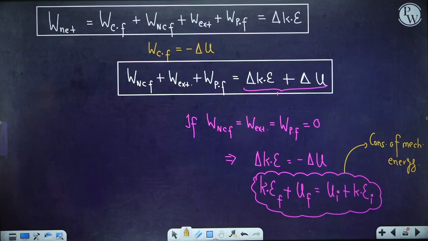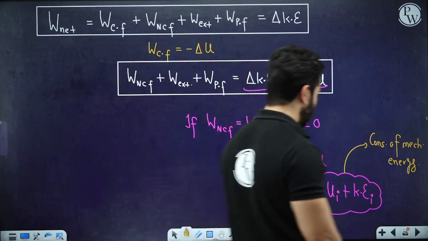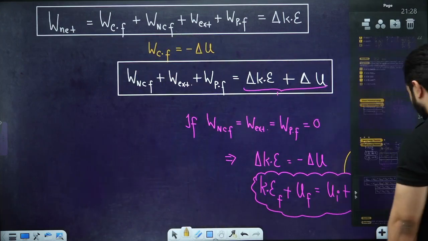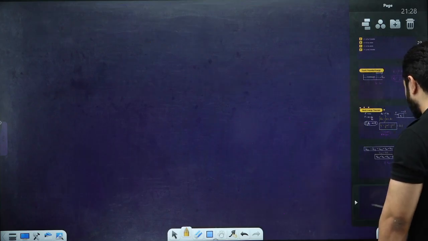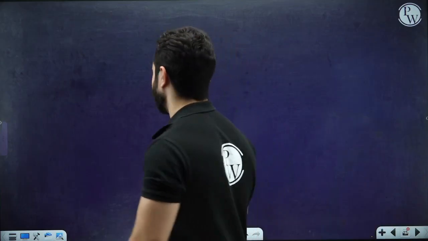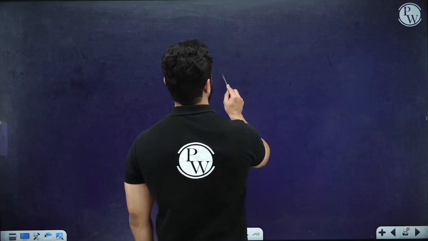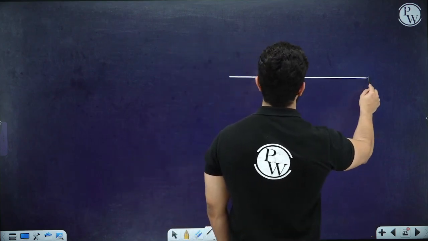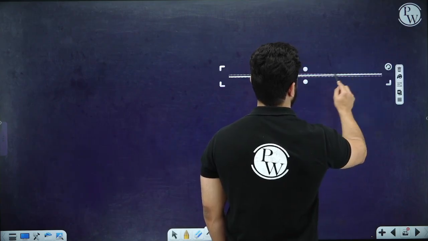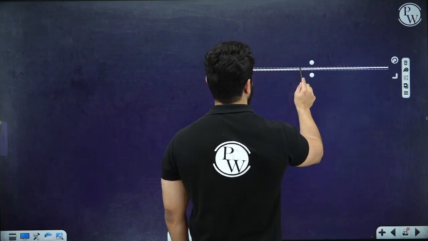Hopefully everything is clear till here, right? Now what was the trick that I was talking about? Let's have a look. Now you know how to write the work energy theorem. Let's suppose we have a problem like this. Let's start with an easy one.